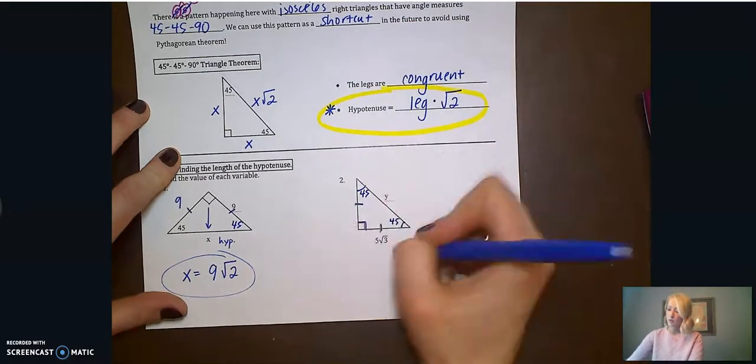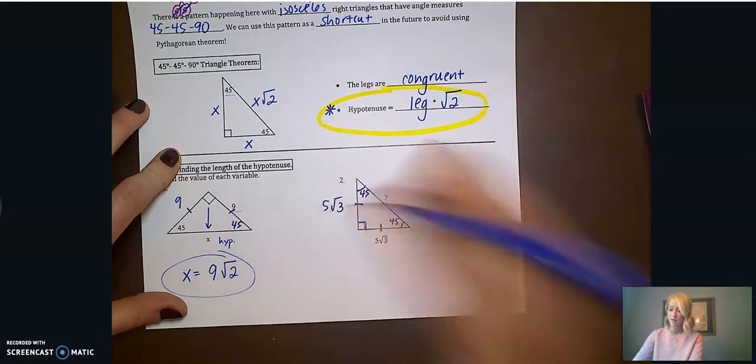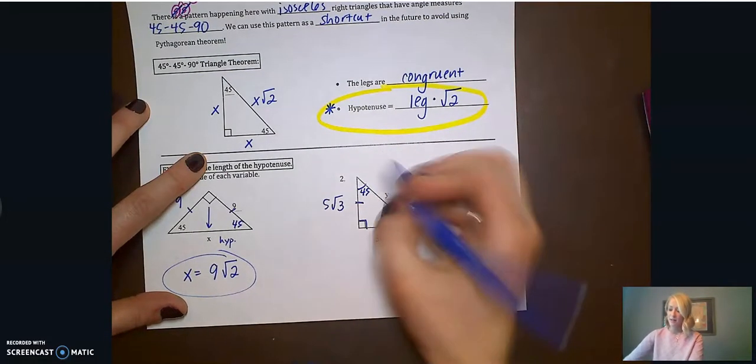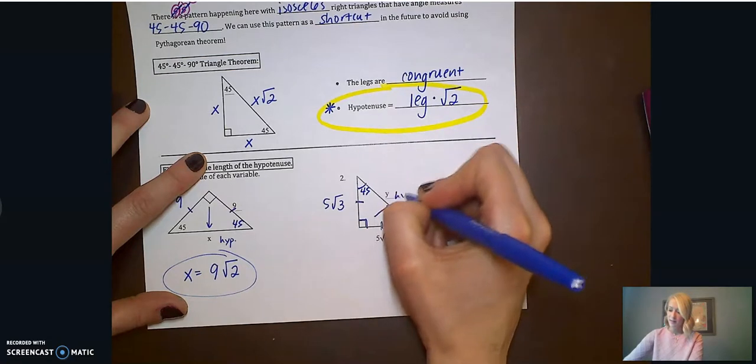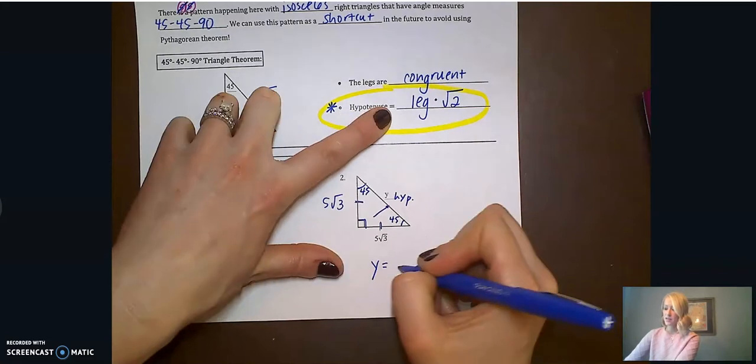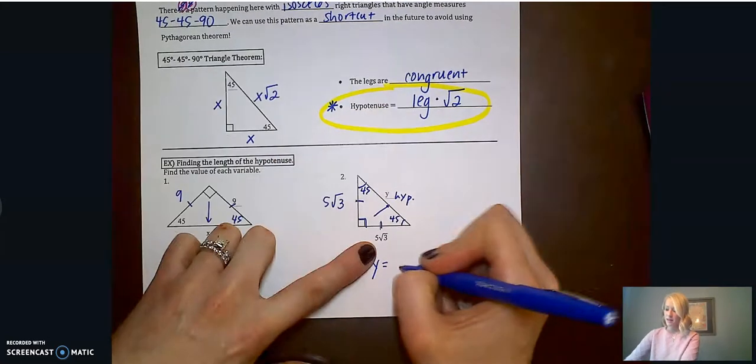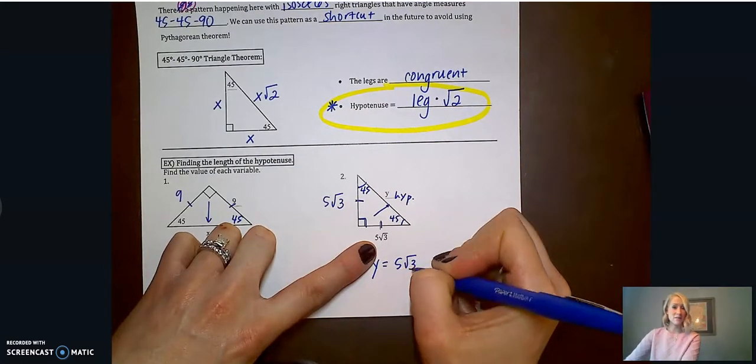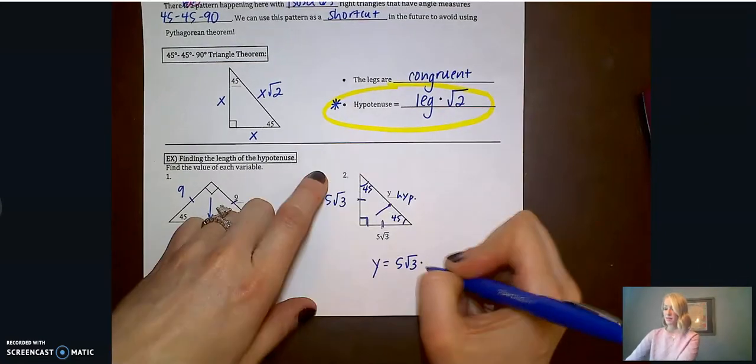Anyways, the shortcut would work. The legs would both be 5 radical 3, and y is the hypotenuse here, across from the 90. So the hypotenuse y should equal my leg, 5 radical 3, times radical 2.